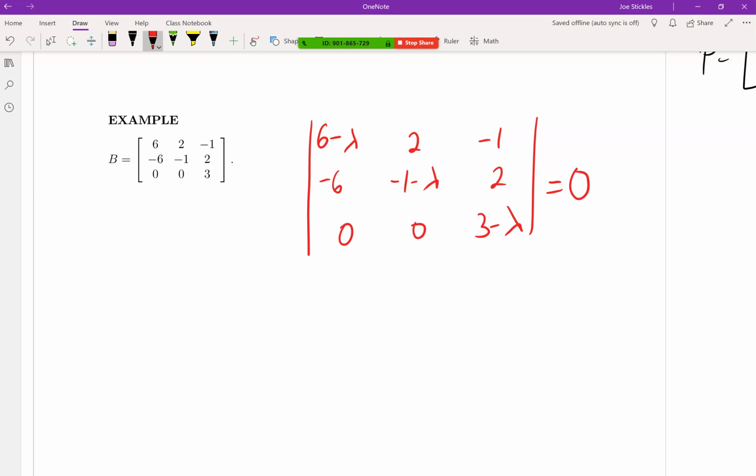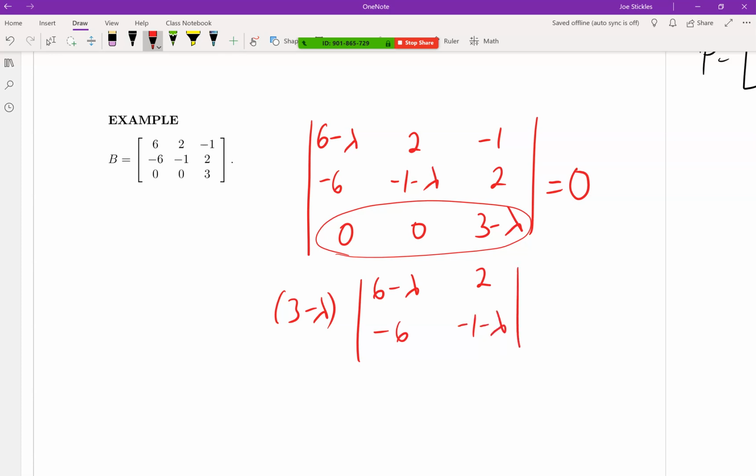So we talked about how we could do this in the calculator and help us find the eigenvalues. This one's not so bad though, since I've got that row with a couple of zeros in it. The only non-zero piece we'll have is that 3 minus lambda. It's a positive 3 minus lambda, because that would have a plus sign associated there when we do the expansion by minors. We've got a 6 minus lambda, a 2, a negative 6, and a negative 1 minus lambda for the minor that's left.